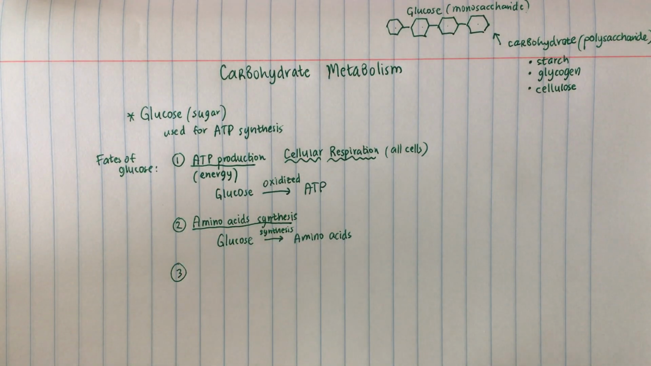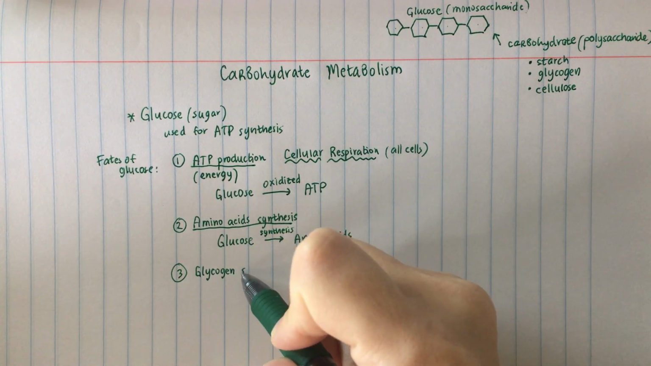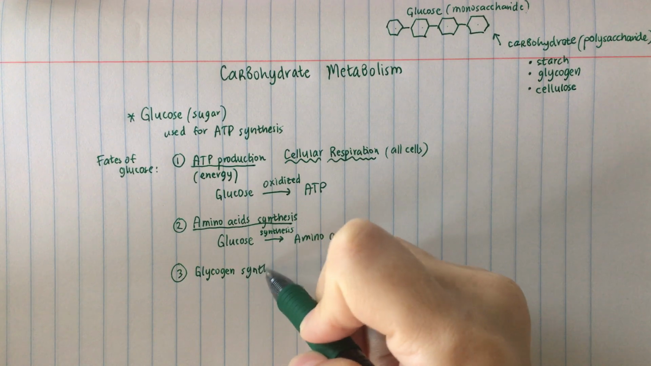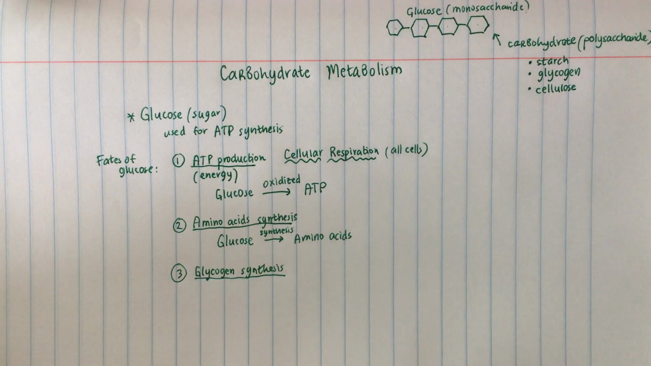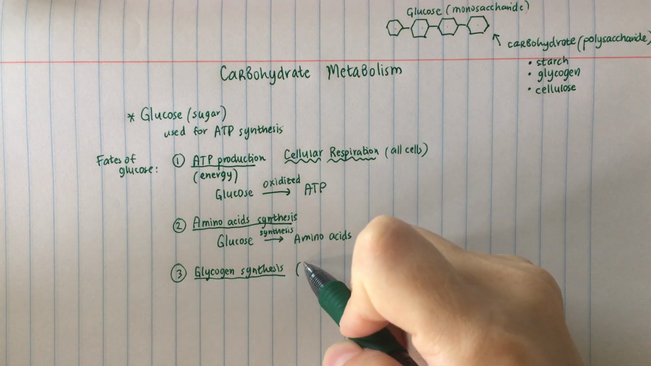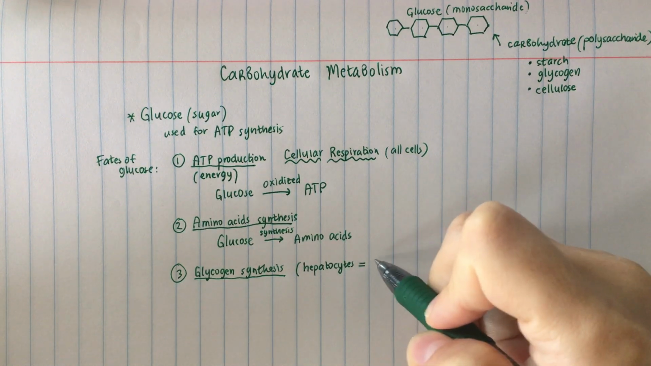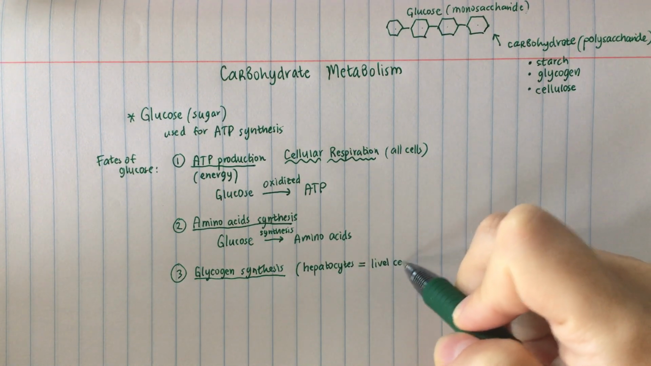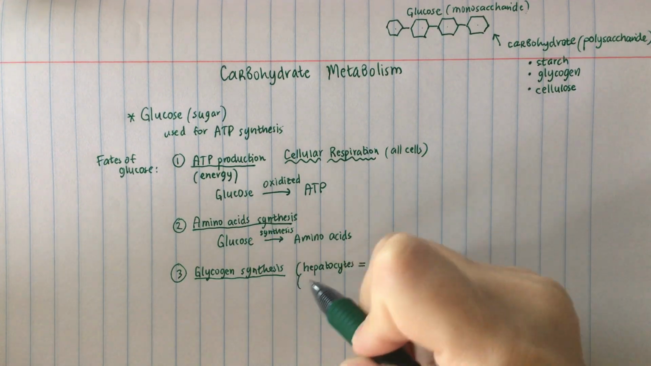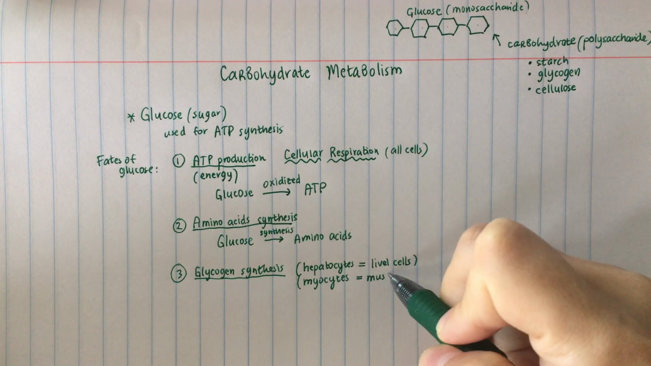Number three, glucose can be used to make glycogen. This is called glycogen synthesis. And this is performed not by all of the body cells, but only by certain body cells. This can be performed by the hepatocytes, which are the cells of the liver, and by myocytes, the muscle cells throughout the body.